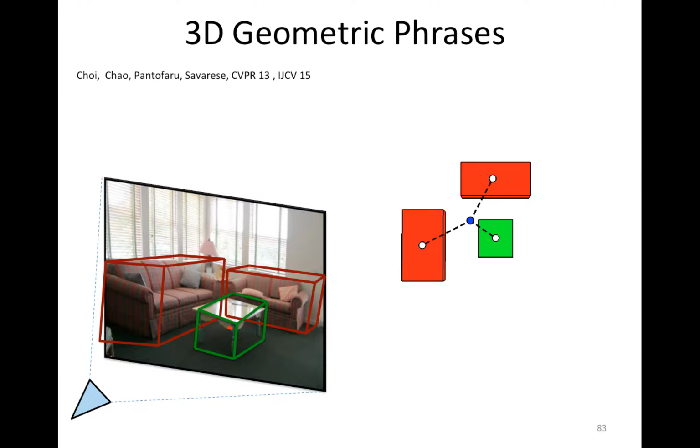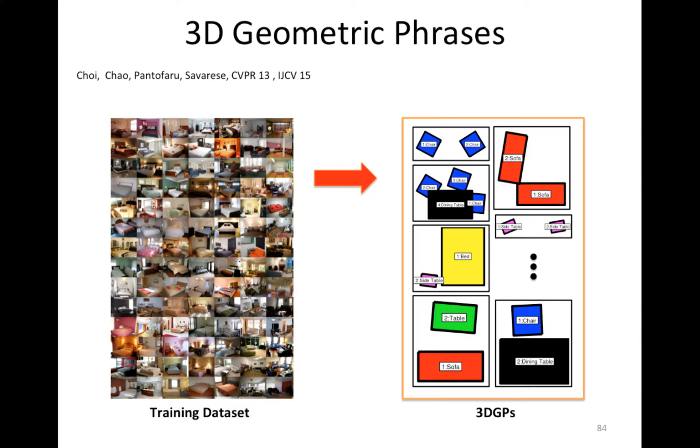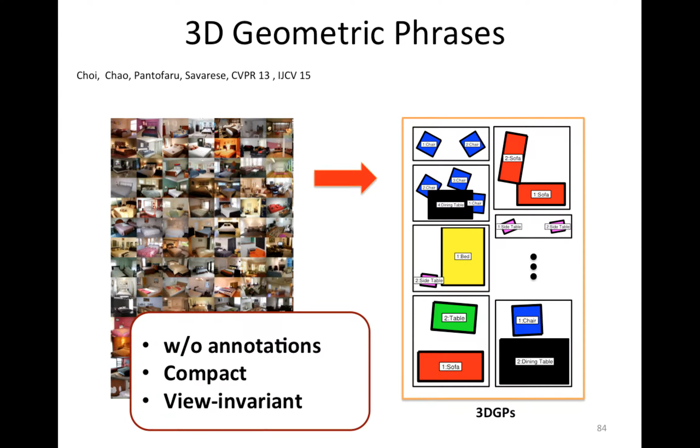Using an approach that leverages max margin learning equipped with a novel latent completion algorithm, we show that it is possible to discover a dictionary of useful geometrical phrases from a large training set in a way that this process is semi-supervised and allows to make the geometrical phrases compact and view invariant.